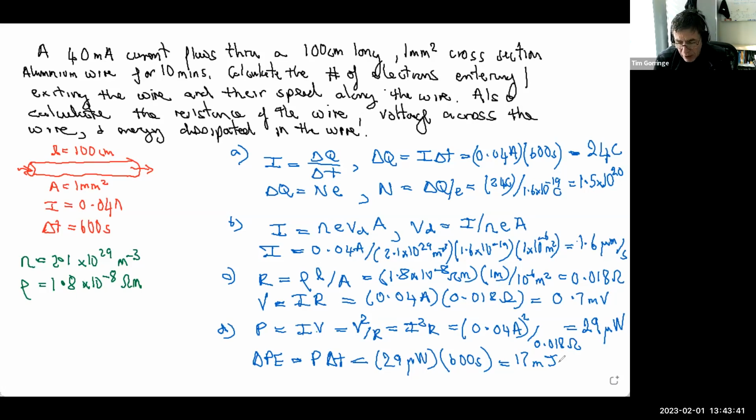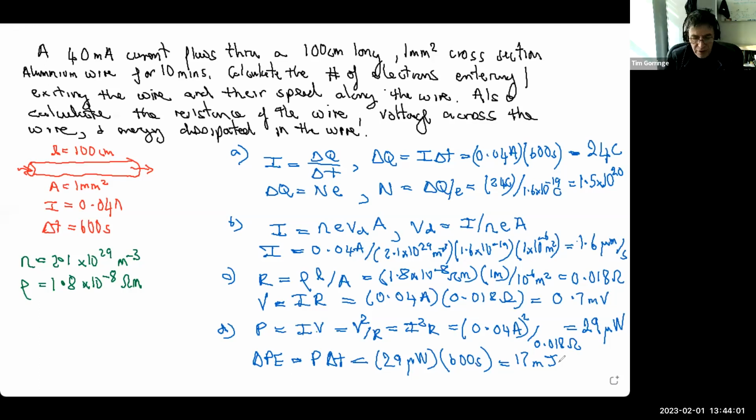It's not very much because that wire is a good conductor. That wire has a small resistance. The voltage across the length of the wire is small to drive that current through the wire. The resistance of that wire is small. And so there's not much energy dissipated in that wire.